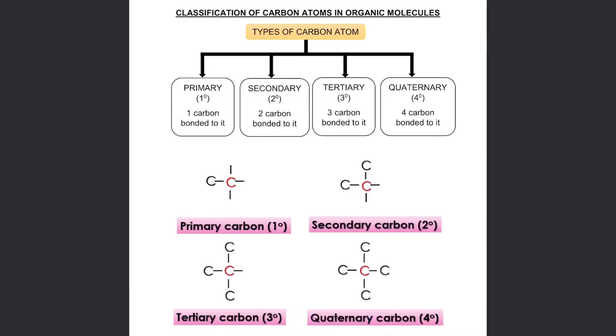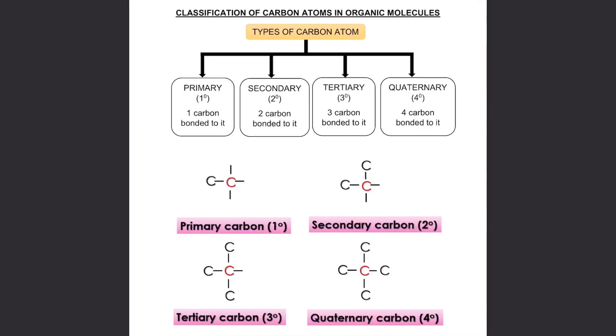Assalamualaikum and hello. So this video is a continuation from the previous one, and we are going to focus on the classification of carbon atoms in organic molecules. In this lesson, you are going to learn how to class the carbon atoms. There are 4 types of carbon atoms: primary, secondary, tertiary and quaternary. Let's go one by one.